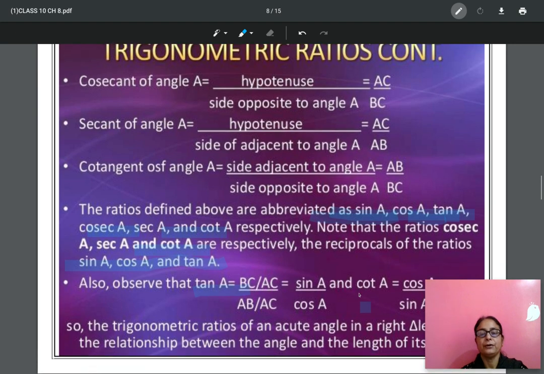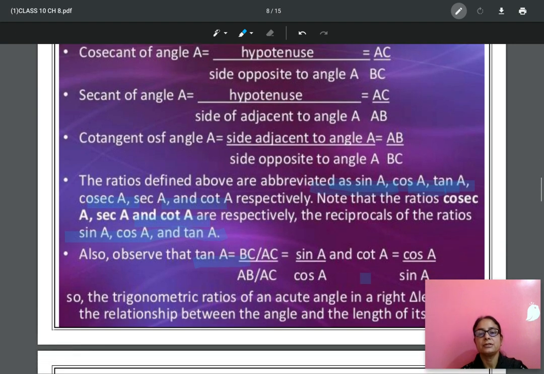As I have told you, of these six ratios you have to find only three, and then you can easily take the reciprocals to get the other three ratios. This will be in a sequence: the reciprocal of sine A is cosec A, the reciprocal of cos A is sec A, and the reciprocal of tan A is cot A, or vice versa.